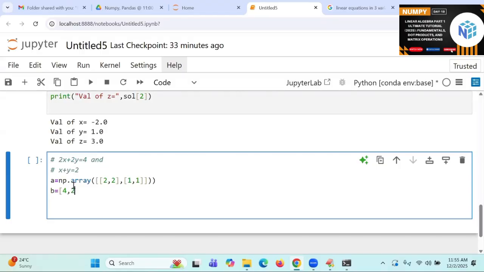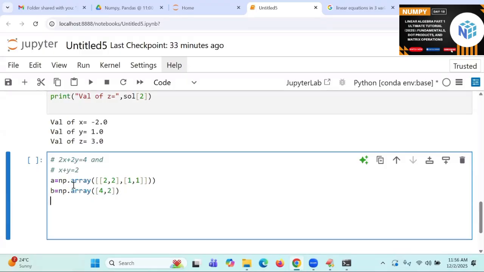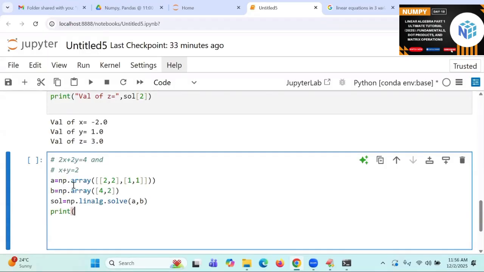Next, B is equal to what? 4 comma 2, np dot array of 4 comma 2. Next, the solution is equal to what? np dot linalg dot solve of a comma b. Print of what? Extra bracket I will take care of, students. Don't worry about that. First you concentrate on the subject. Value of x is equal to solution of 0.